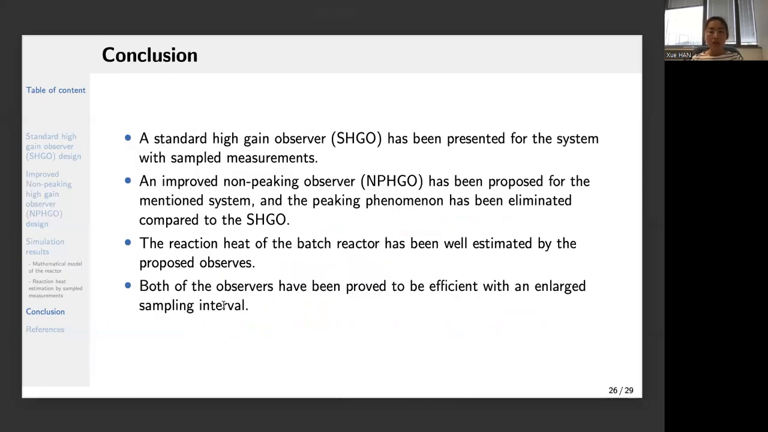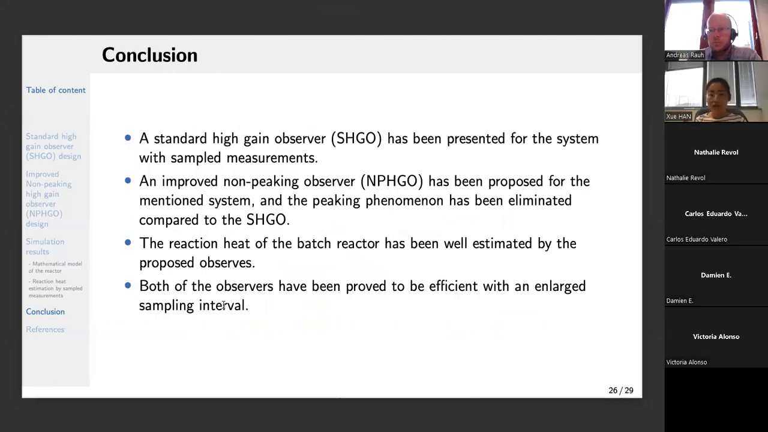And I will give a small conclusion. So in my talk, 2 kinds of observer have been proposed for the system with sampled measurements. And one application to estimate the reaction heat has also been presented.